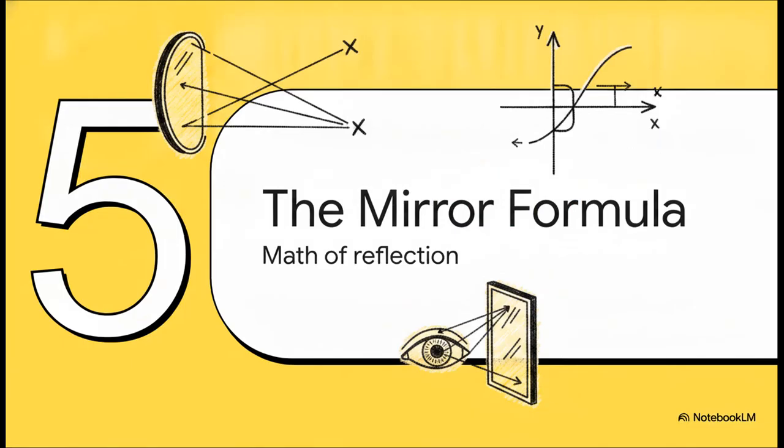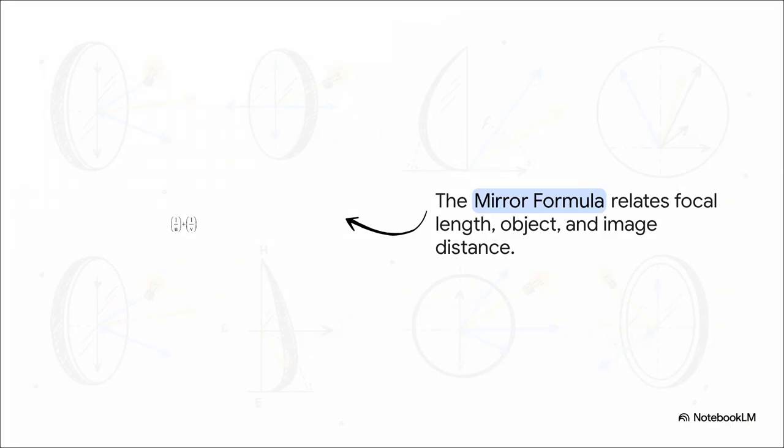Section 5. The mirror formula. The math of reflection. Now, class, I want you to take a deep breath. Don't let any math anxiety creep in here, okay? All those visual rules we just learned, the converging lines, the focal points, they can be elegantly translated into one simple mathematical relationship. Here it is. 1 over F equals 1 over U plus 1 over V. It's really that simple. Let's break it down together.